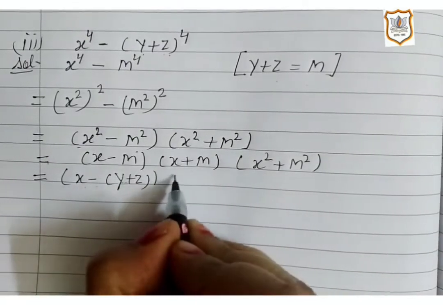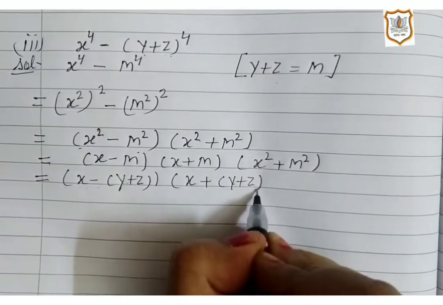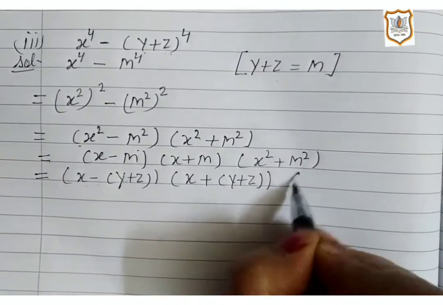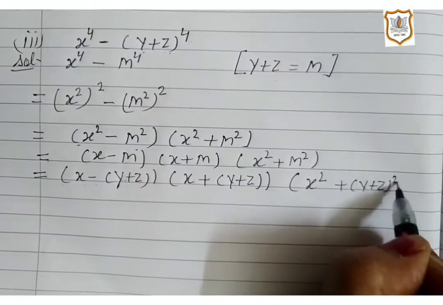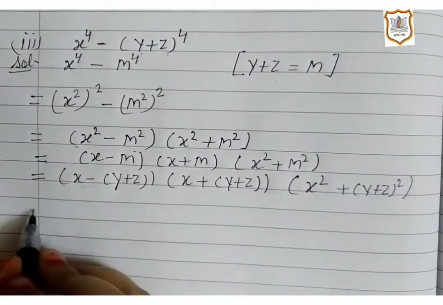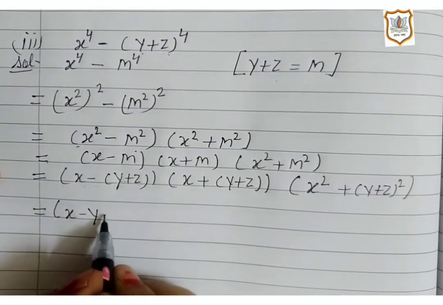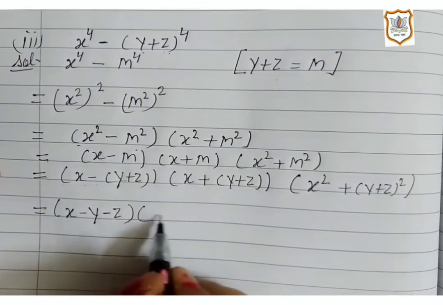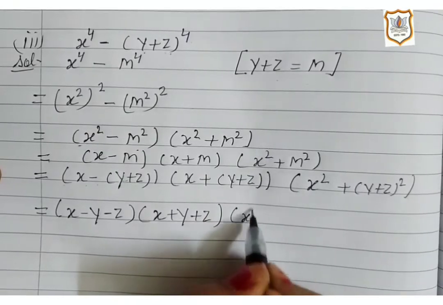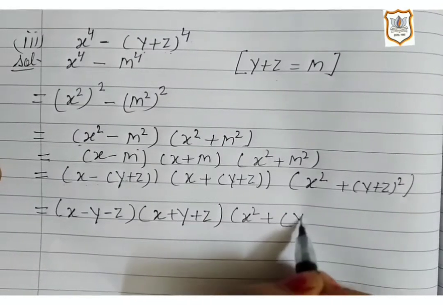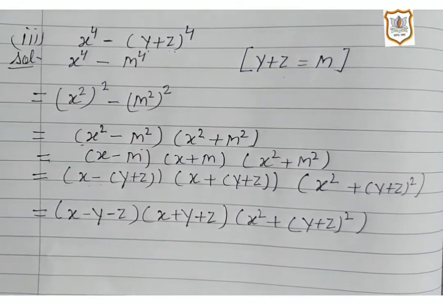In the place of m you will take y plus z. Now again x plus, in the bracket we will write y plus z. Then bracket close, x square plus in the place of m square we will write y plus z whole square, bracket close. Now we will open the bracket first. In the bracket we will write x minus y minus z, then x plus y plus z, and then x square plus y plus z whole square. Students, remaining sums you have to do by yourself.